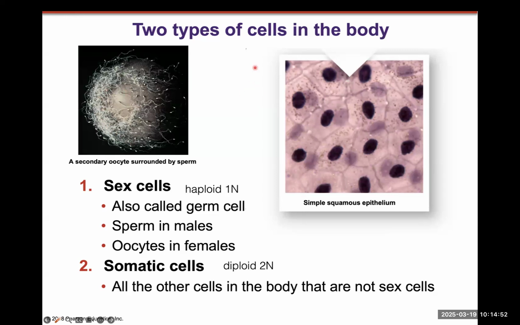And then here is inside of your mouth, this tissue can be found inside of your mouth. I don't know if you remember doing an experiment where you had to scrape inside of your mouth and put it on a microscope slide, and then you added maybe some methylene blue and looked at those cells, and they look like this. Those were your cheek cells. So this is called simple squamous epithelium that can be found inside your mouth. This is the other type of cells, the somatic cell.